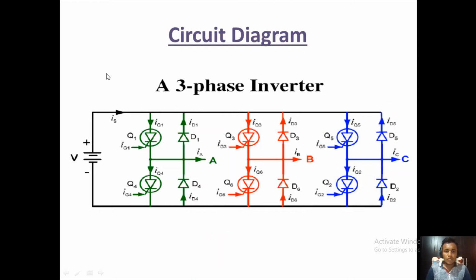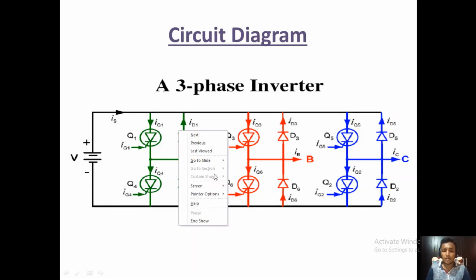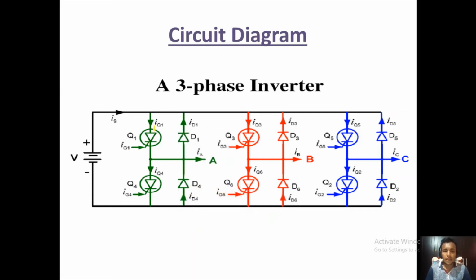Now these switches are turned on and off at regular intervals of 6 intervals. The sequence of on and off is programmed to obtain a three-phase voltage. If we have to get a three-phase voltage, then we have to give the gate driving signal. We already know that an SCR has 3 terminals, that is anode, cathode and the third terminal, that is the gate terminal.